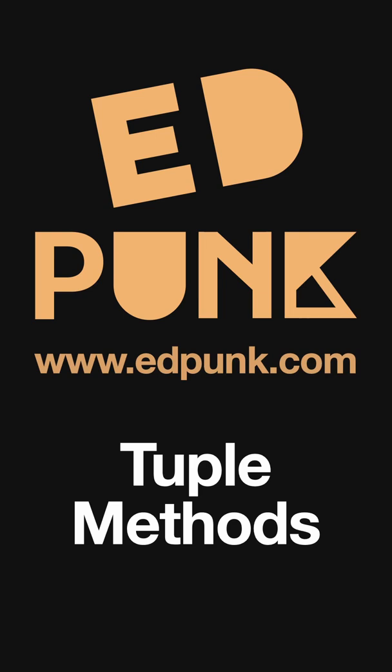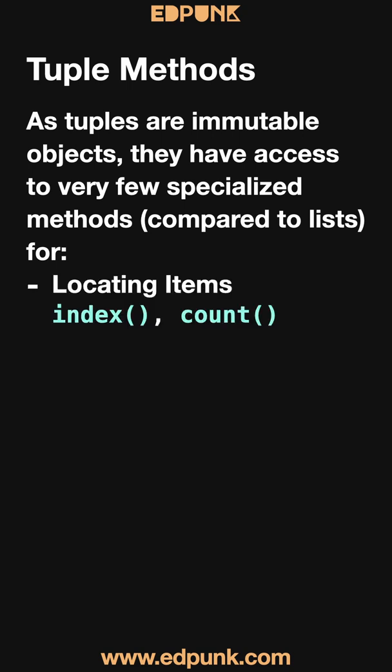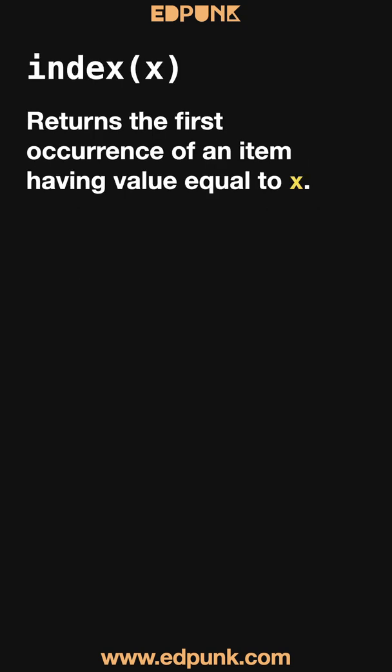Hi friends, in this video we will go through some of the tuple methods available in Python. As tuples are immutable, they have access to very few methods. Index and count methods are the only two available methods which can be used to locate items in a tuple. Let us go through both these methods in detail, starting with the index method.